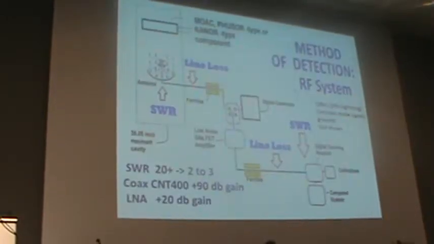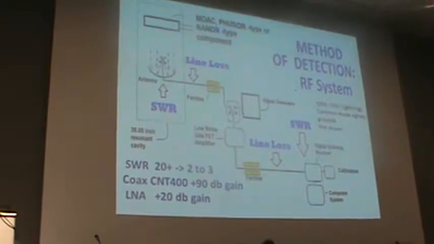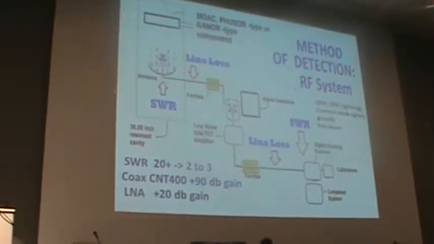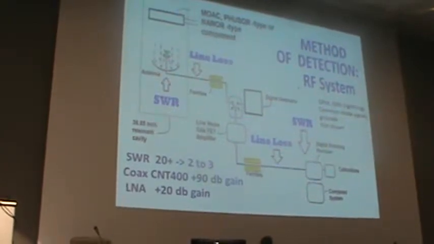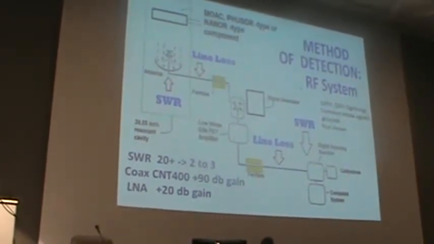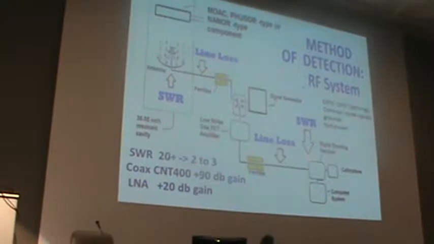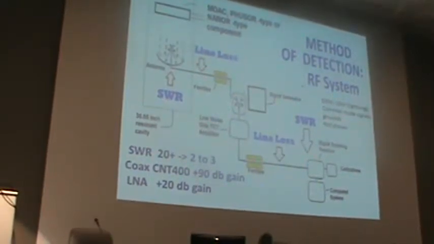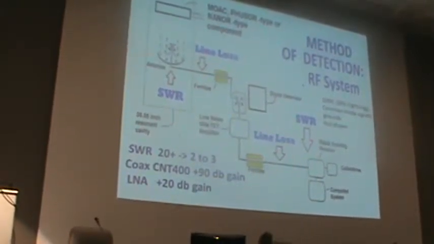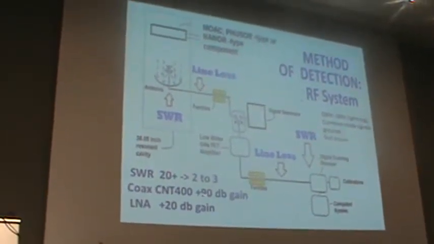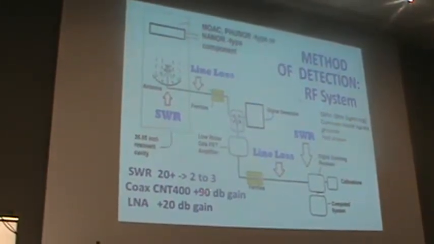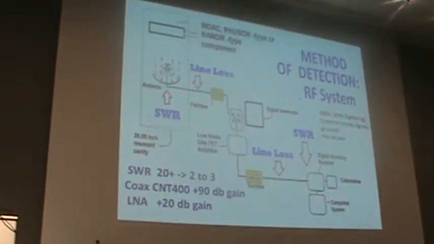So the method, just to review, is we put the active cold fusion device here. We have an antenna. This is the Fabre-Perot box. You can't see the Faraday cage around it. And then we take it to an amplifier, put it into a digital receiver, and into a computed system. Yesterday, I discussed some things about SWR matching, how we handle the transmission line loss, which is major, and the need for the low noise amplifier.